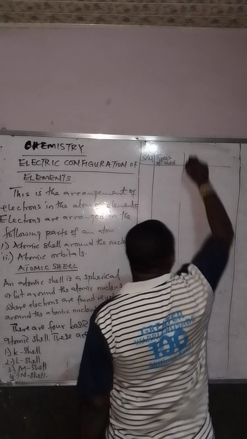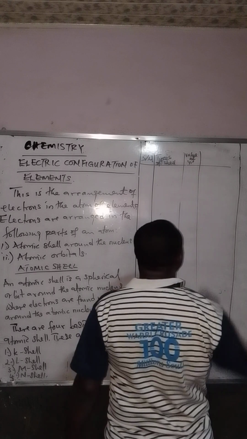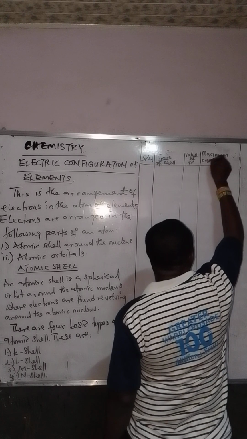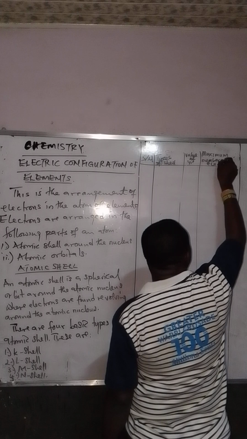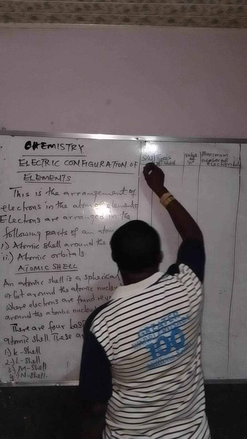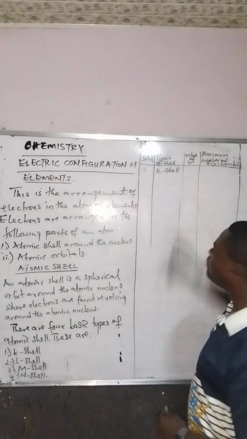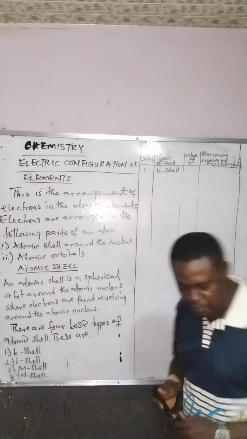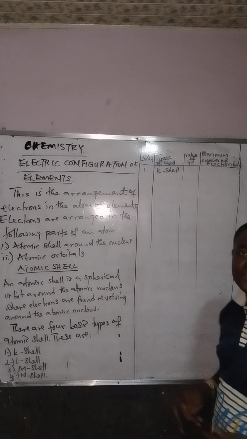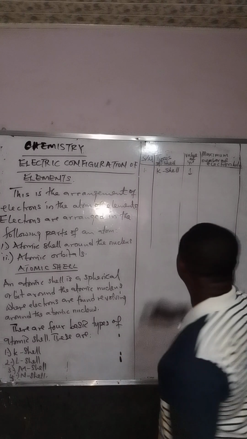Then we have value of n, then we have maximum number of electrons held. Now, first one is K shell. Later we are also going to talk about quantum number, then we will talk about what n means. It means principal quantum number. So we'll talk about it later. But being number one, the n is 1.